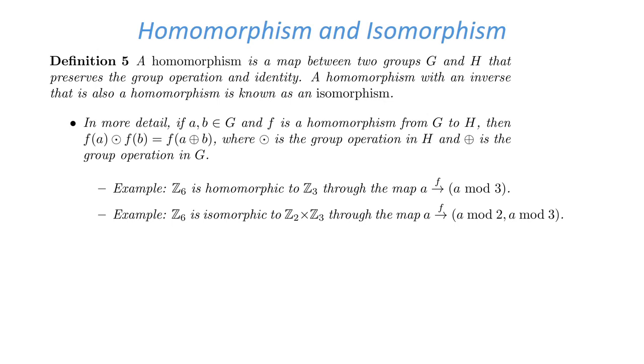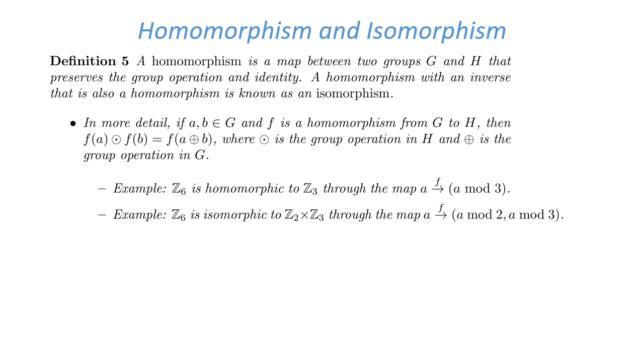We will next talk about homomorphisms and isomorphisms. A homomorphism simply says that there is a map between two groups G and H that preserves the group operation as well as the identity. A homomorphism with an inverse that is also a homomorphism is known as an isomorphism.